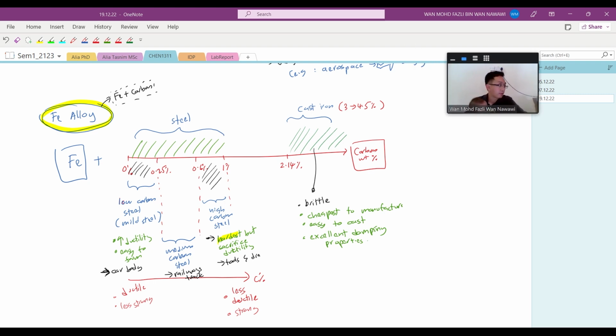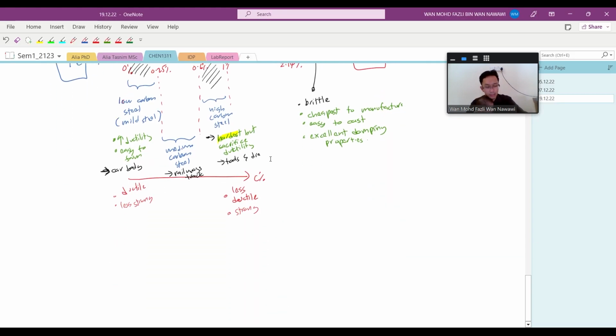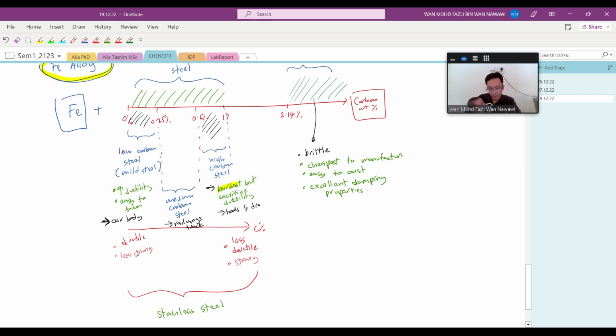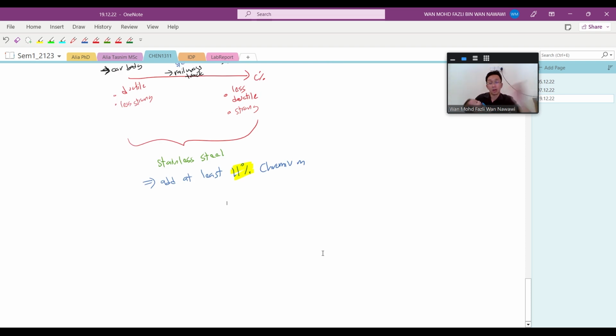So if you look here, there is also a class we call stainless steel. Okay, let me talk about stainless steel a little bit. Stainless steel is basically, they can use either low carbon steel, medium carbon steel, or high carbon steel. They can make it stainless steel by adding at least 11% chromium. Okay, so that's how to make what I call stainless steel. So you put chromium inside along with the ferrum and also the carbon.